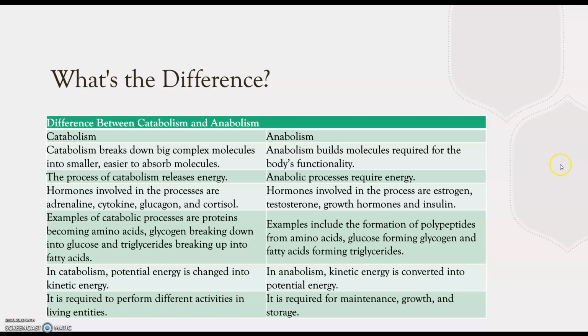So what is the difference? Well, this little graph right here: catabolism breaks down big complex molecules into smaller, easier to absorb molecules, whereas anabolic builds molecules required for the body's functionality. This process of catabolism releases energy, whereas anabolic processes require energy.